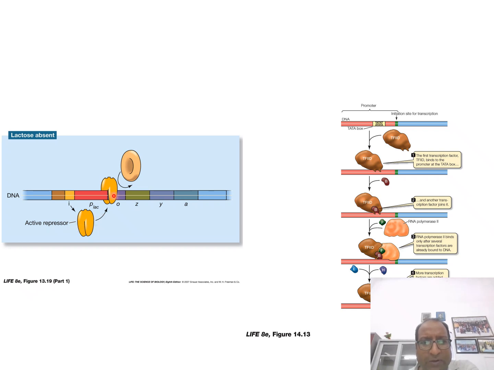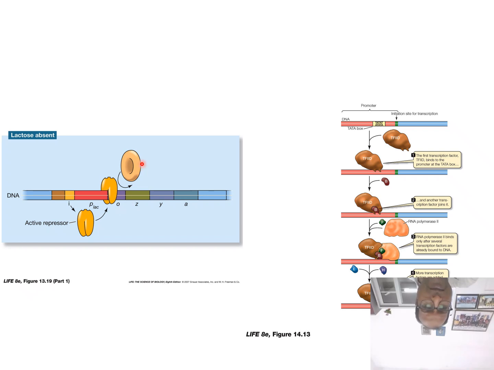When this repressor is bound to the operator sequence, then RNA polymerase cannot bind to the promoter area and cannot transcribe the gene. As you see, it is the repressor regulatory area which controls the transcription of the gene in the case of the prokaryote. And when lactose is present, lactose will bind to this repressor and inactivate it, and it will not be able to bind to the operator area. And now the RNA polymerase will bind to the promoter area and transcribe the gene.